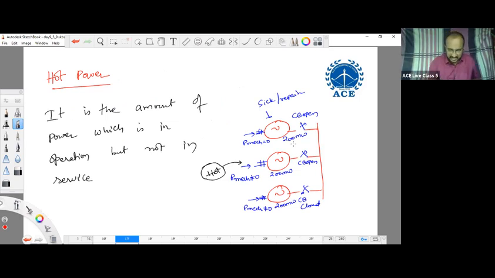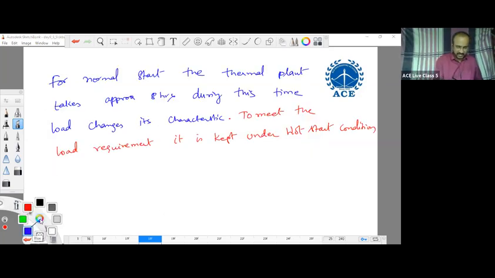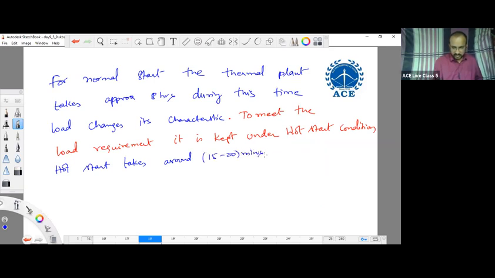That is known as hot start condition. Hot start takes around 15 to 20 minutes. During that time, you can make it up to the load requirement. But if you go for a normal start in thermal plants, it is not preferred because it takes more time.